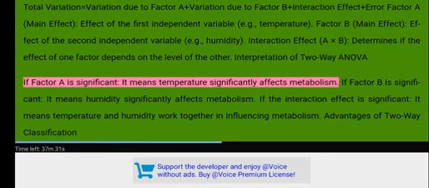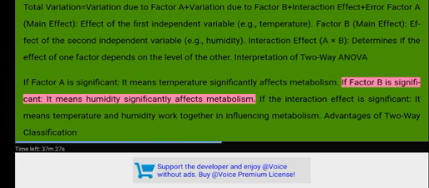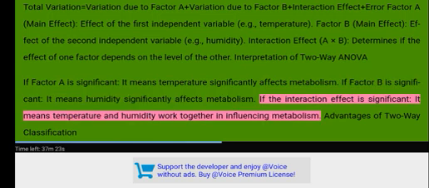Interpretation of two-way ANOVA. If factor A is significant, it means temperature significantly affects metabolism. If factor B is significant, it means humidity significantly affects metabolism. If the interaction effect is significant, it means temperature and humidity work together in influencing metabolism.